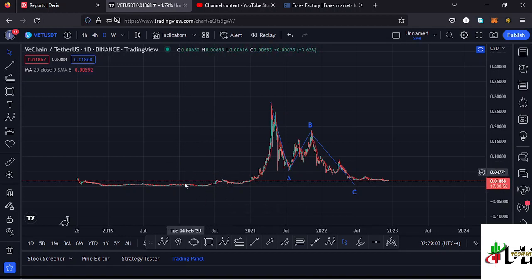So Vechain, from these low prices that we had been trading within, we saw a very nice bounce to the upside, making it to an all-time high at around the $0.28 mark in a movement that I'm terming as a higher Elliott wave count 1.